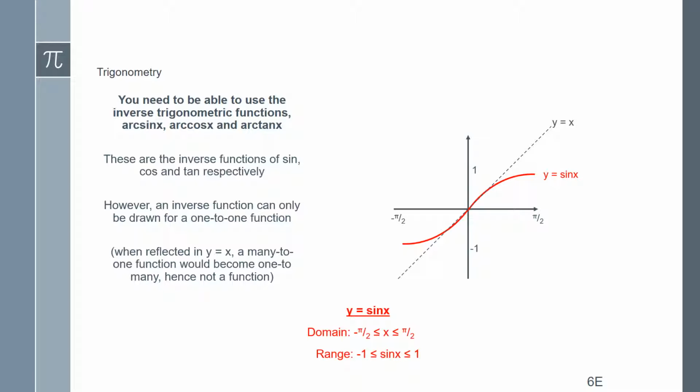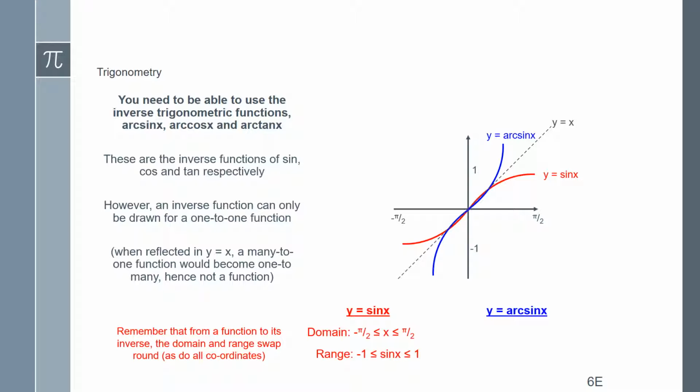When we sketch the inverse function, you can see that we reflect it in the line y equals x, so that's the line y equals arcsine x. And now, for y equals arcsine x, the domain, well, it's the range of sine x, so the domain is minus 1 is less than or equal to x is less than or equal to 1, and the range is minus pi over 2 is less than or equal to arcsine x is less than or equal to pi over 2.